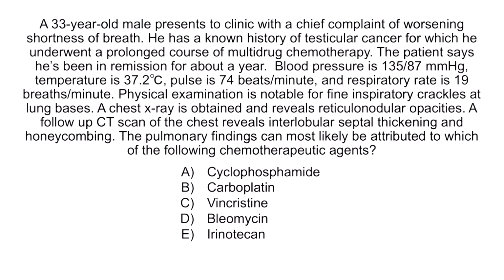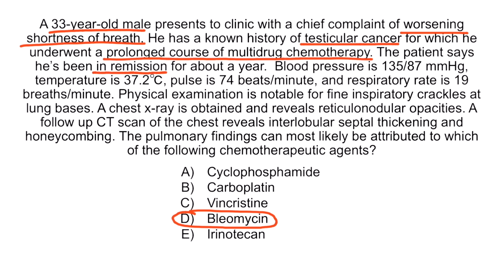A. Cyclophosphamide, B. Carboplatin, C. Vincristine, D. Bleomycin, or E. Irinotecan. So the correct answer here is D. Bleomycin. So this is a case of a 33-year-old male, known history of testicular cancer, and now presents with shortness of breath, and it's worsening. So it's also important to know that his cancer is now in remission after a prolonged course of multi-drug chemotherapy.